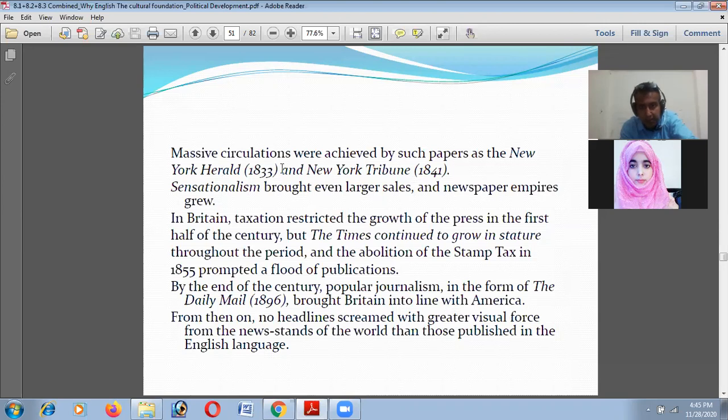Massive circulations were achieved by such papers as the New York Herald 1833 and the New York Tribune 1841. Sensationalism brought even larger scale, and newspaper enterprises grew. So this is the history of newspapers regarding the English language.